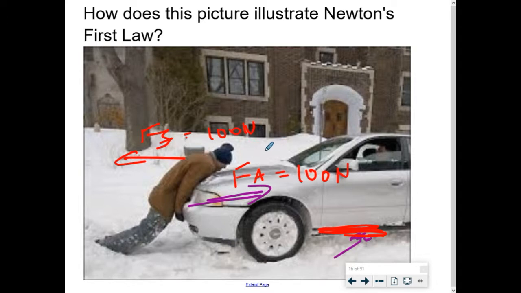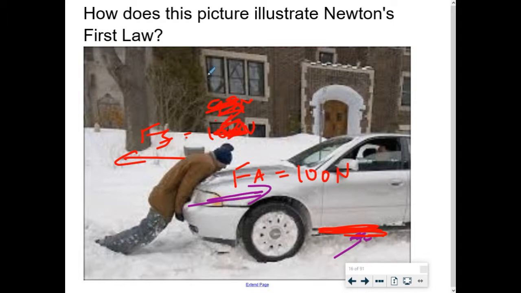And it has to be 100. It can't be 99 and it can't be 101. Because let's talk about that. Let's say that friction was only 99 newtons. Well, then the car would be moving, right? If friction was only 99 to this guy's 100, the car would actually move. It would take a while because you're only moving with 1 unit of force, but it would eventually get there.